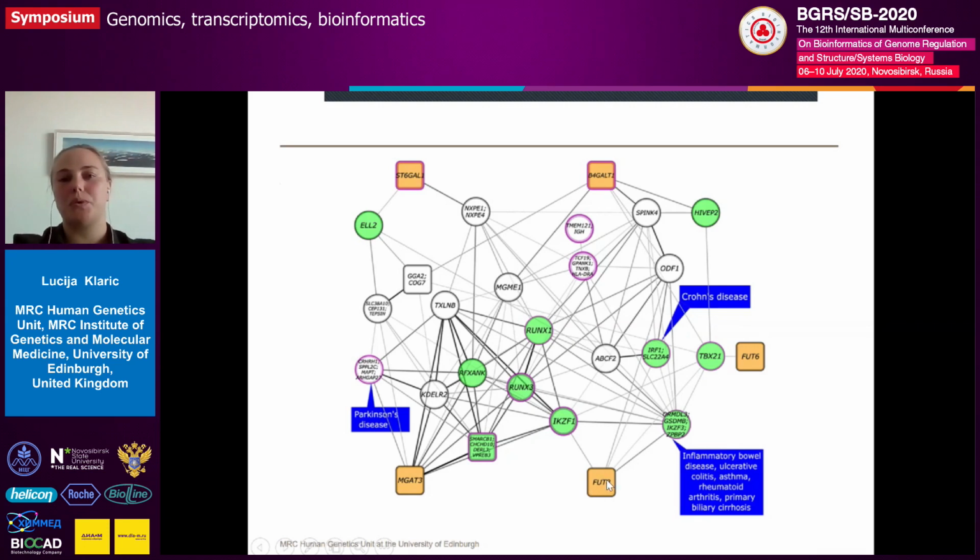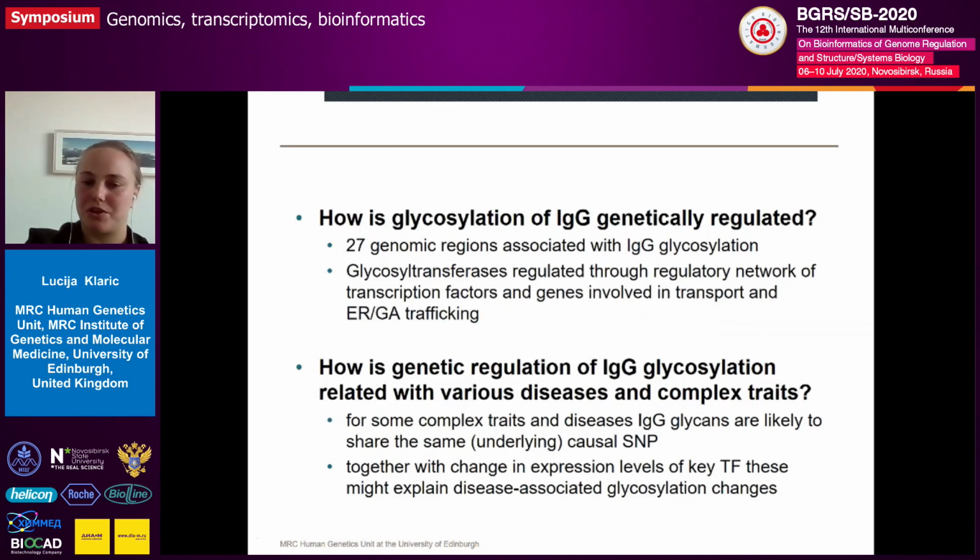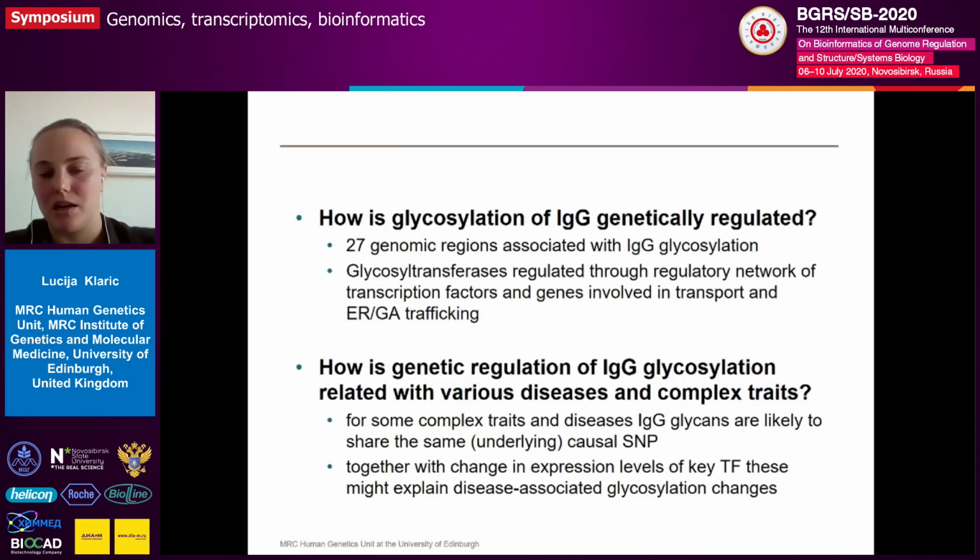So with this work, what we hope we suggested is that there are shared loci between IgG glycans and gene expression and different traits, and this suggests that the change in expression levels of key transcription factors might explain why glycosylation levels are changed in these specific diseases. This is not addressing causality. Are the glycans changed because of the disease, or are glycans causal for the disease?